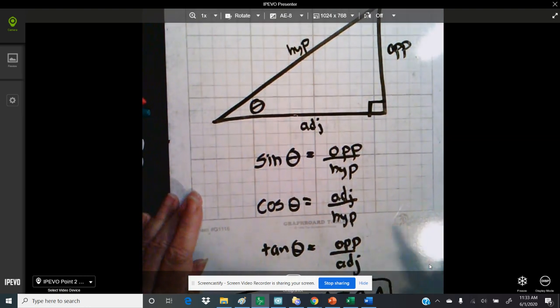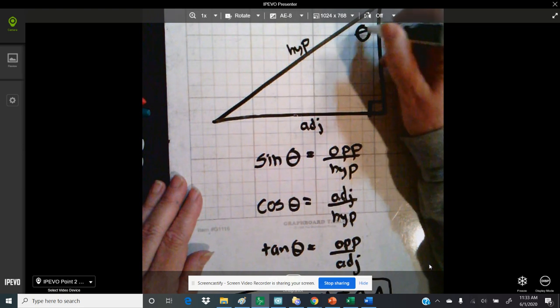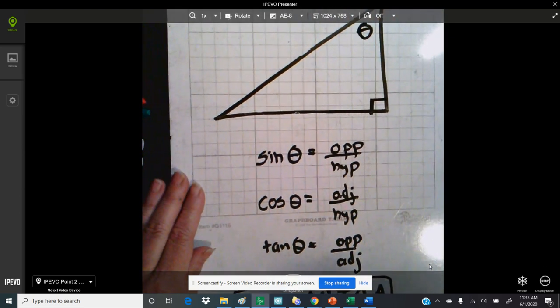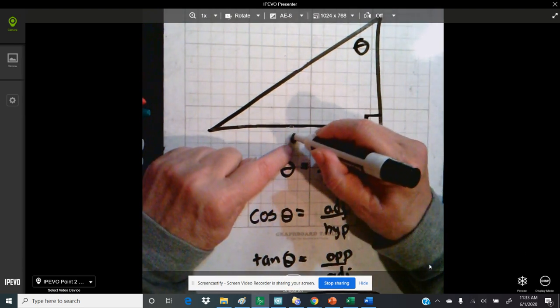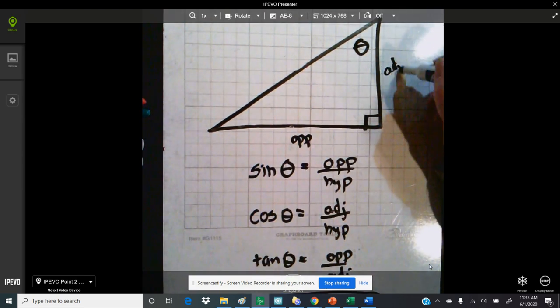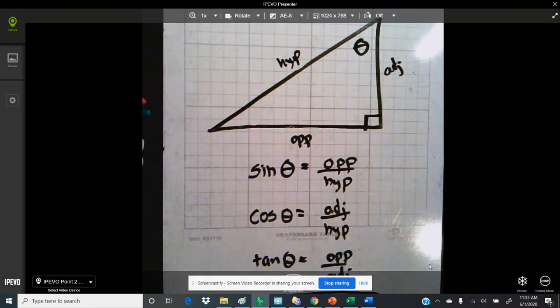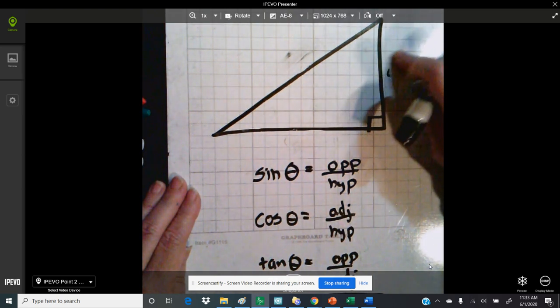Now, before I go on, I do want to say one thing. If this was the angle we were looking at, that would be absolutely fine. We can still use sine, cosine, and tangent. The only thing that would change is now this is the side that would be opposite. And this is the side that's adjacent because it's next to the angle. And of course, the hypotenuse is still the hypotenuse. So it does depend on which angle you are looking at. But let's go back to the way we had it and let's do an example.